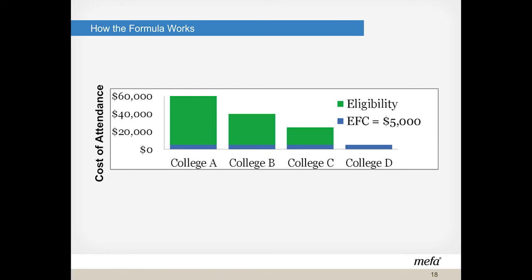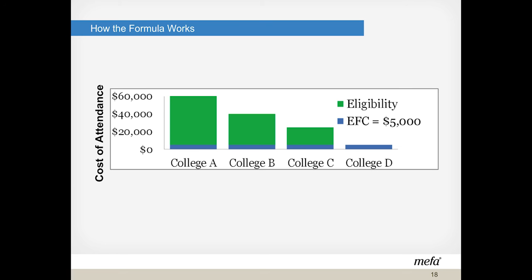This is an illustration of how that formula works. Let's say I'm a family and I have an EFC of $5,000. So it's determined based on my financial aid applications that my family can contribute $5,000 for college. There are 4 colleges in this example, and the total height of each bar illustrates the total cost of the college. So college A is the most expensive. It has the highest bar on this bar graph. College A is about $60,000.